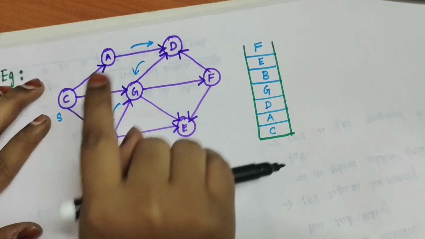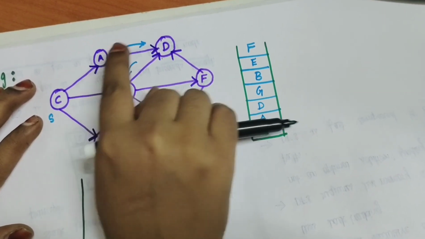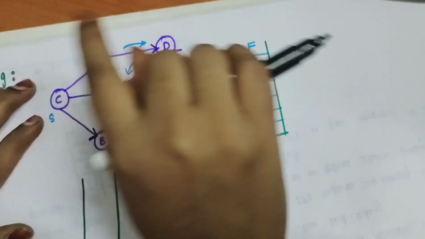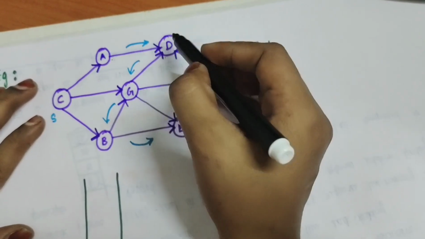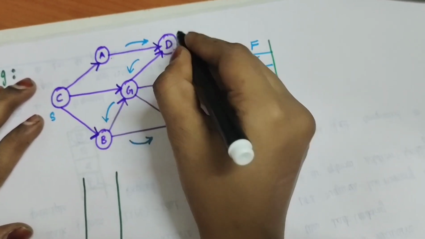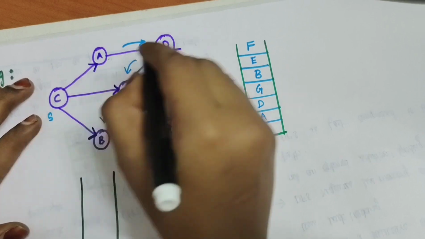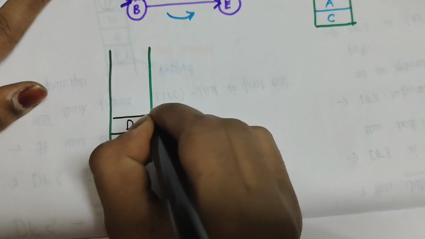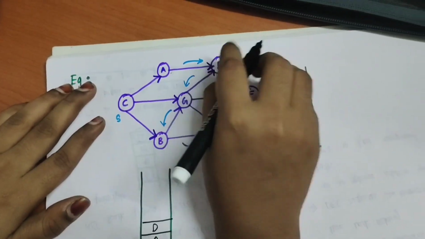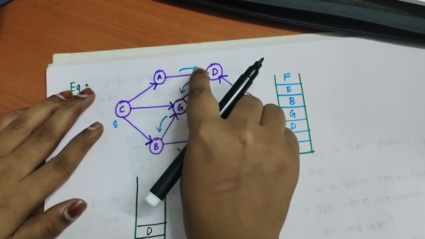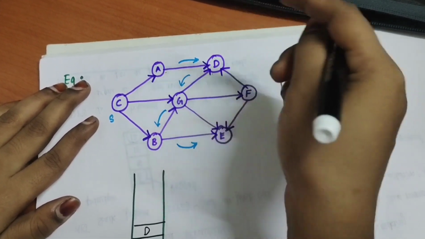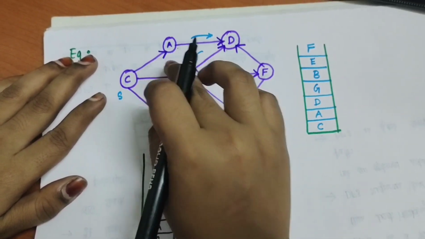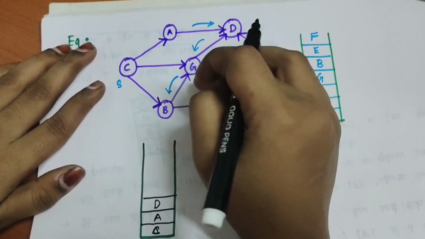Now we have to see that from A, only one edge is pointing outwards. So only one node is coming out of A, that is D. We can't take C. So the only one option we have is D. So we'll push D into the stack. And after going to D, we have to see if there are any vertices to which D points out. But we can see that there are no adjacent vertices where D is pointing towards.